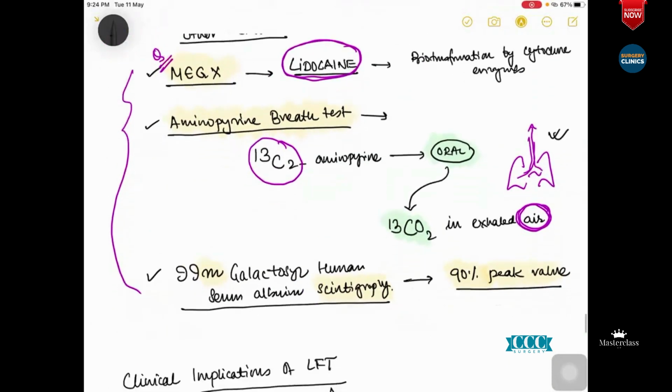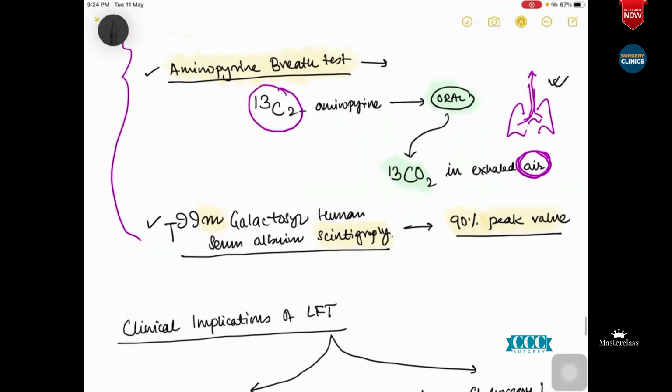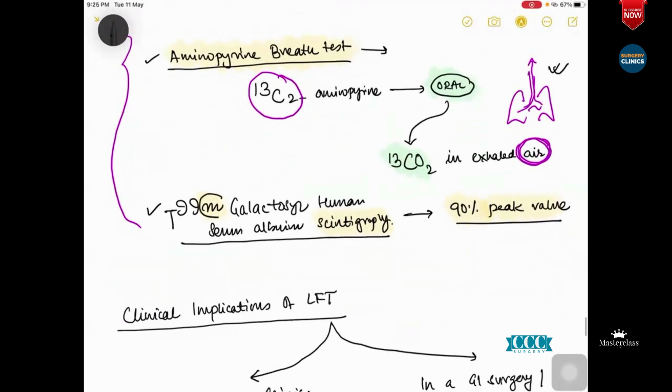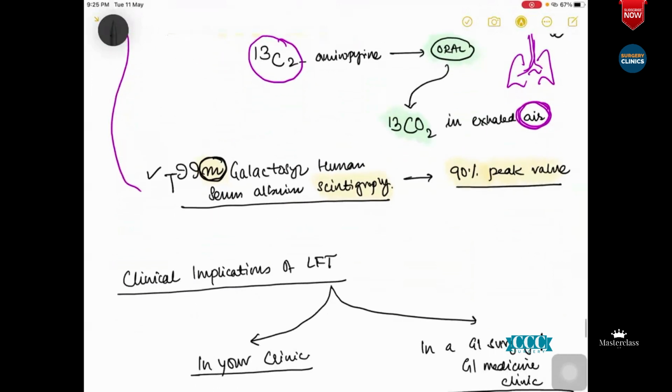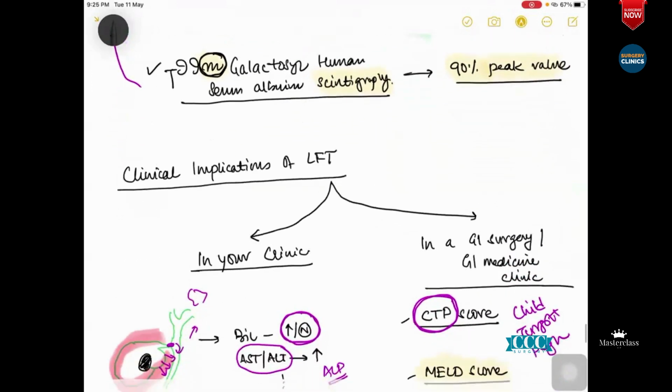Now you have something called a technetium-99 galactosyl human albumin scintigraphy. This M stands for metastable isomer. Okay, technetium-99 metastable isomer, which is again tagged to serum albumin. If the peak value is 90, then it's fine. So you do this with a nuclear medicine counterpart. So this is scintigraphy. Okay. Now I already told you this.